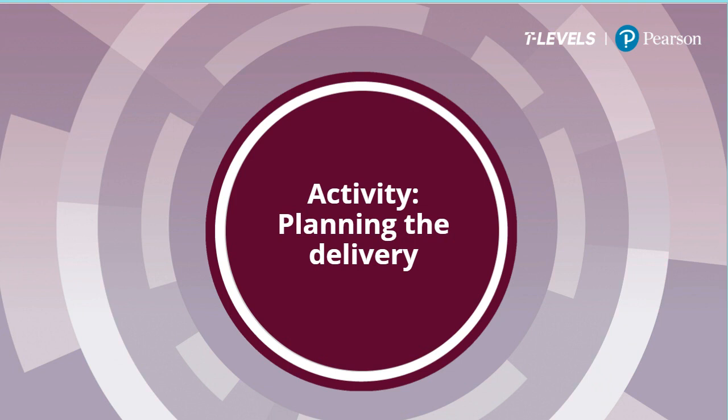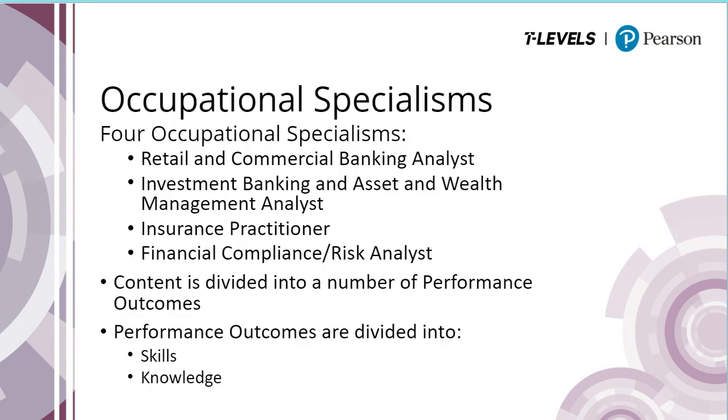That's great. So the next slide again just reiterates those four occupational specialisms, as we've already spoken about. Each of them is actually presented in the same way, and we're going to have a look at that in a little bit more detail in just a moment. With the retail and commercial banking and the financial compliance and risk analyst, which are the two that the people here are actually delivering, both of those have 4 performance outcomes. The investment banking and asset wealth management have 5 performance outcomes. Each of the specifications for each of those occupational specialisms does have a summary of those performance outcomes. I'm going to show you what that looks like in just a moment.